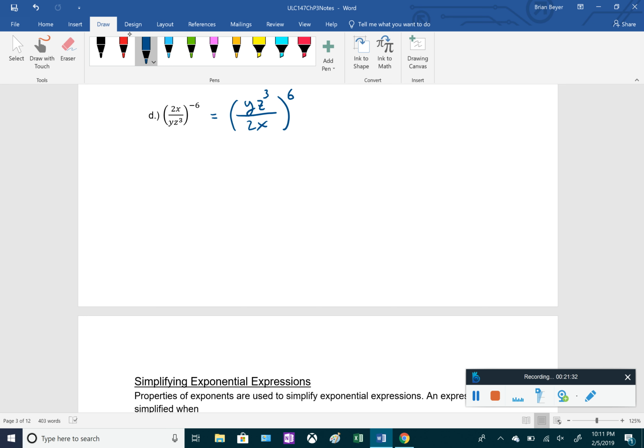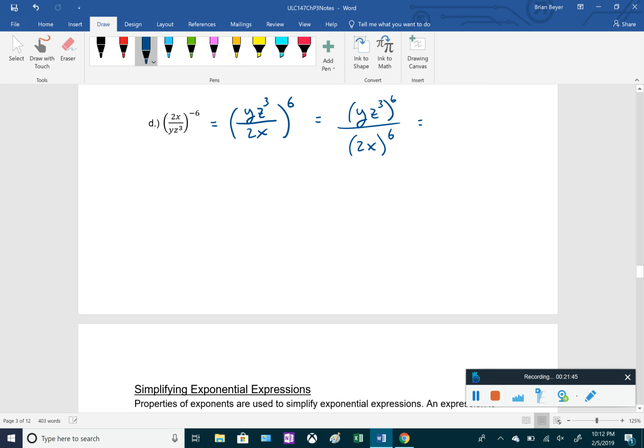Okay, and now I'm going to use that same property. So let's give the numerator that exponent and the denominator. In the numerator, we need to give both of those factors the exponent. So that's going to be y to the 6th times z cubed to the 6th. It's going to be a power to a power. We multiply and we get 18. Denominator is going to be 2 to the 6th times x to the 6th.